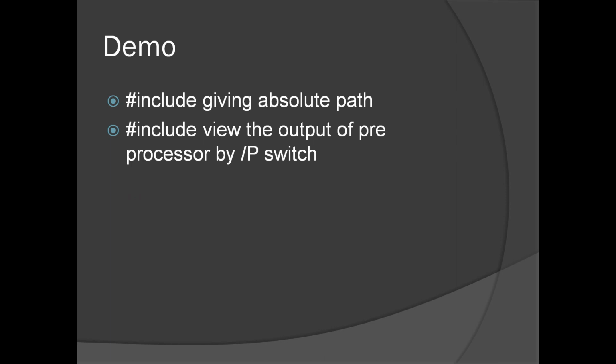The first preprocessor directive we're going to discuss is hash include. So we have used this before to include header files. All it does is a copy paste of the content of the file which is included. So we will see a demo of the working of hash include.